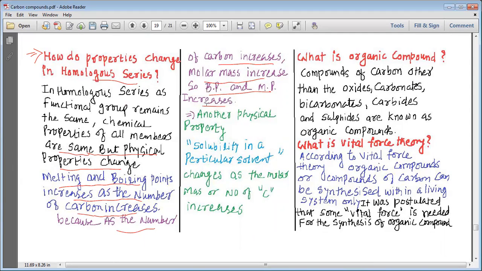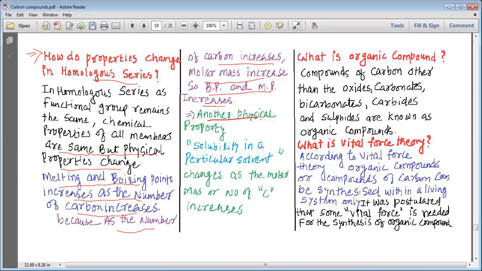So if you are asked in the exam why, in a homologous series, as the number of carbon increases, melting and boiling point increase, you can simply answer that as the number of carbon increases, the molar mass of the compound increases and that is why melting and boiling point increase.